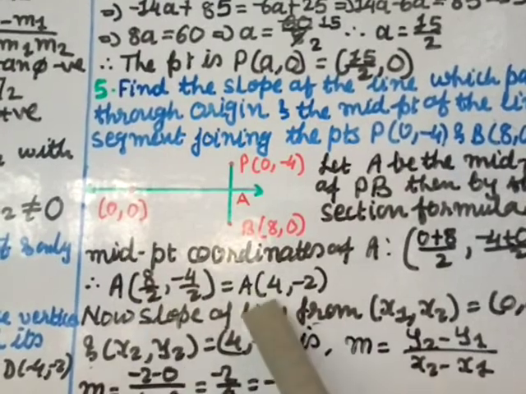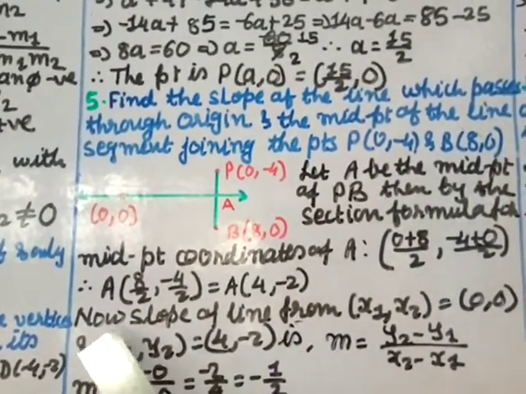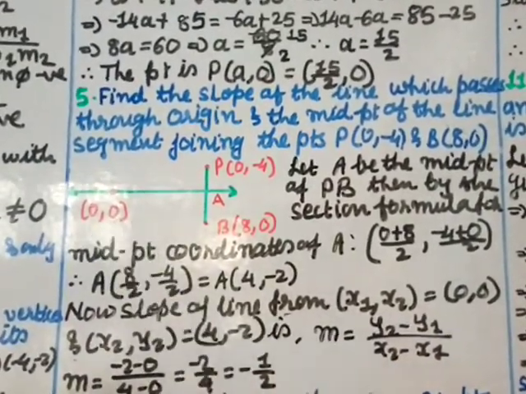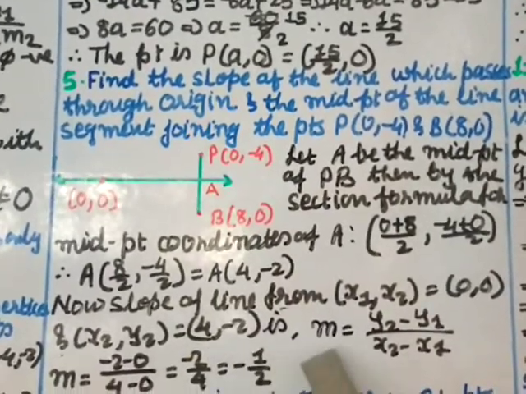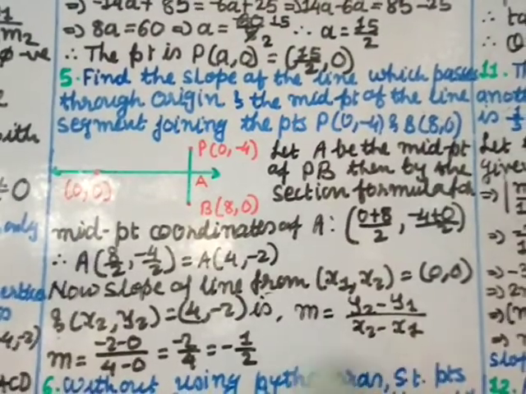So this you can cut, so 4, comma minus 2. So these are the coordinates of point A. Now slope of a line from x1 y1, that is 0, 0, this point, and x2 y2, that is this point which I found here, 4, minus 2. m is equal to y2 minus y1 divided by x2 minus x1. Okay, this is the formula.